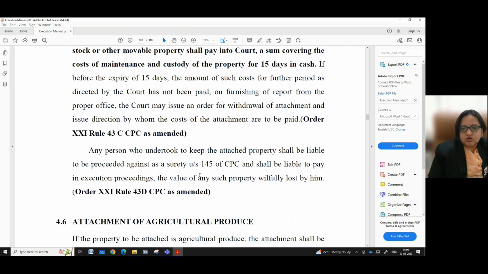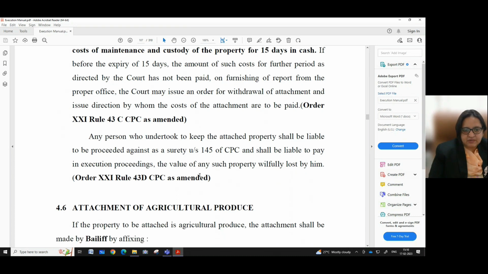Any person who undertook to keep the attached property shall be liable to be proceeded against as a surety under Section 145 CPC and shall be liable to pay in execution proceedings the value of any such property willfully lost by him. Order 21, Rule 43D CPC as amended.